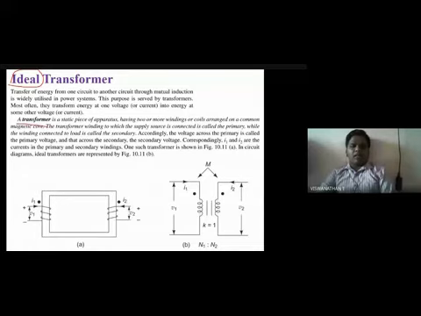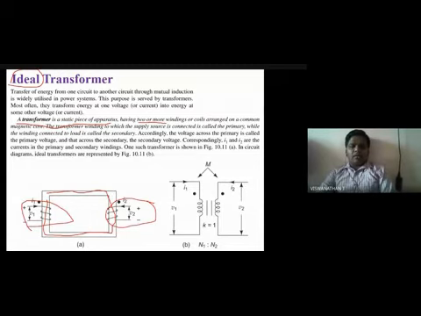So the transformer is a static device, so no moving parts are there. Two or more windings are arranged on a common magnetic core. So this is the core. The transformer is supplied from the source. That part is called the primary, and the winding connected to the load is the secondary. So two important parts: first one primary and secondary.